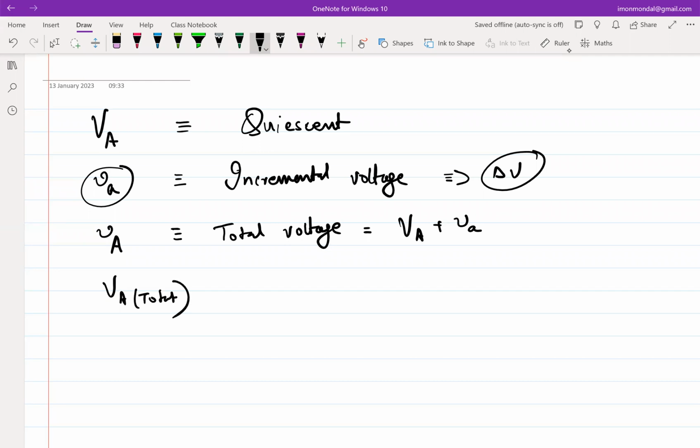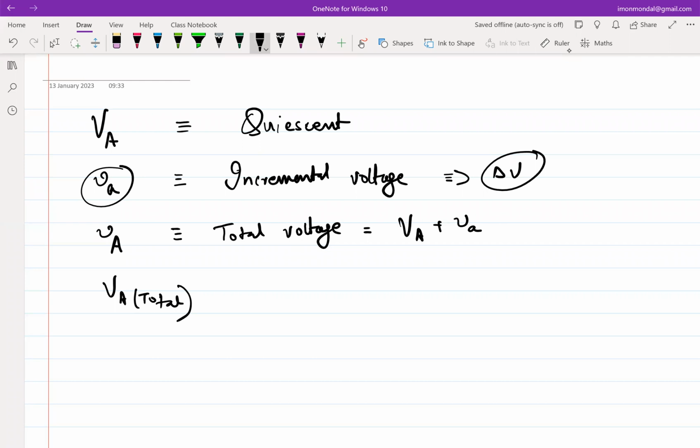What I'm trying to get at here is that as long as you are clear in your mind and you are able to convey what you want, no marks will be deducted. But if you are referring to a total voltage and writing about incremental voltage, that obviously is something fundamental. So there will be a penalty for that.